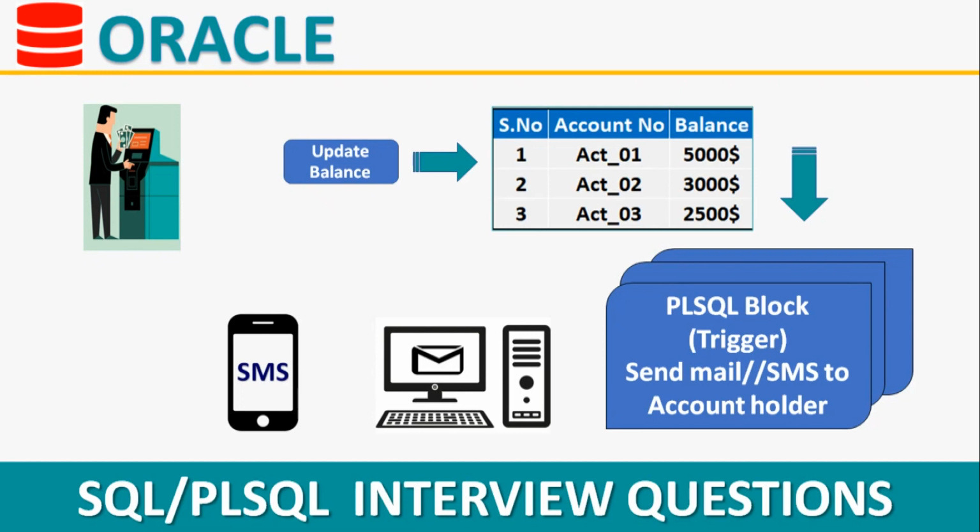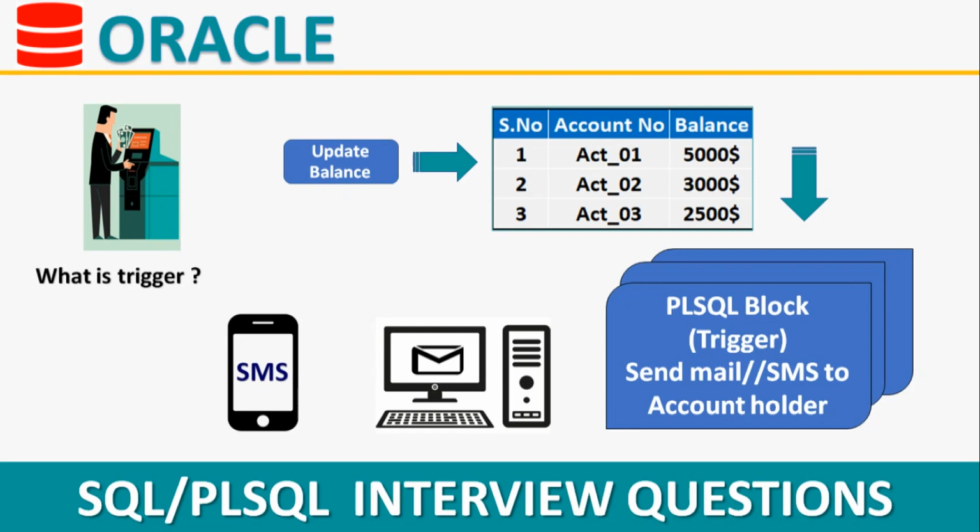If it is less than that, you can cancel the transaction. After performing the transaction, you automatically get alerts, SMS alerts and mail alerts. This is triggered automatically, so you are not doing any task. While performing the withdrawal, you automatically get alerts from the machine.